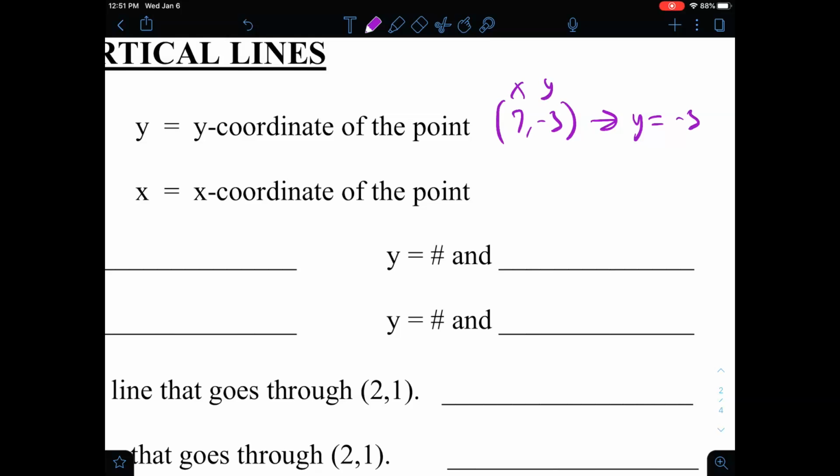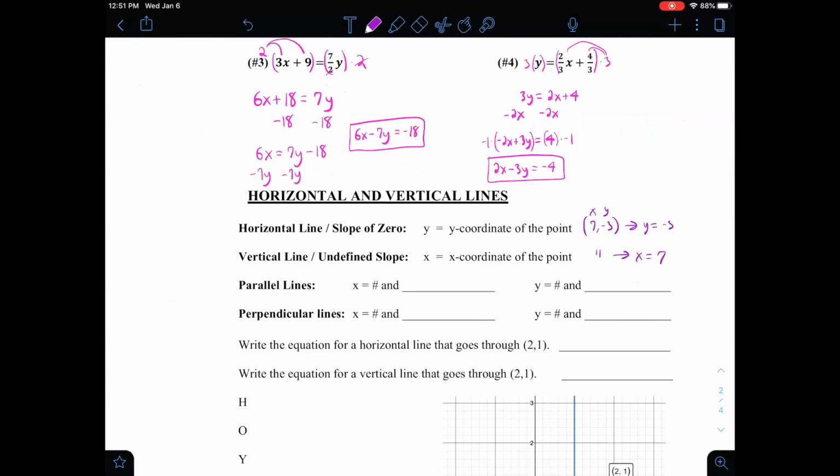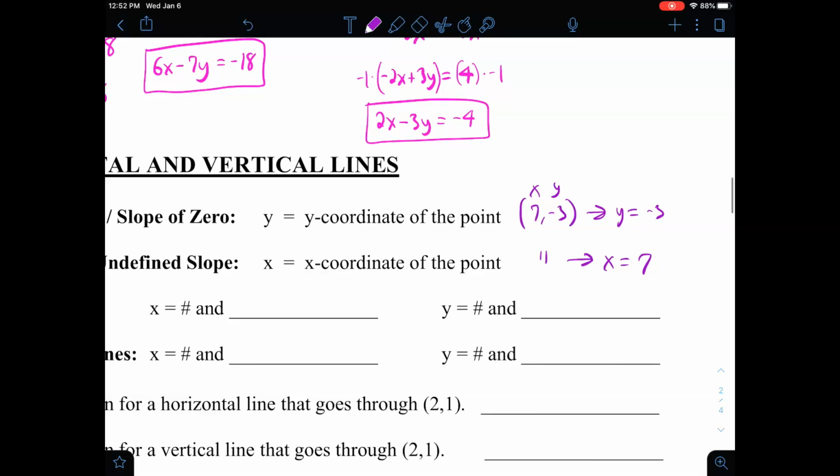And in this case, we want the undefined or vertical equation through it. It's going to be x equals 7. Okay? So that's kind of a shortcut. Basically, if you have a point, and it says horizontal line or slope of 0 through this point, or a vertical line or undefined slope through this point, you're literally just going to take x equals the x coordinate or y equals the y coordinate. So for this problem, the x coordinate is 7, so x equals 7 is the vertical line, and y equals negative 3 is the horizontal line or 0 slope.